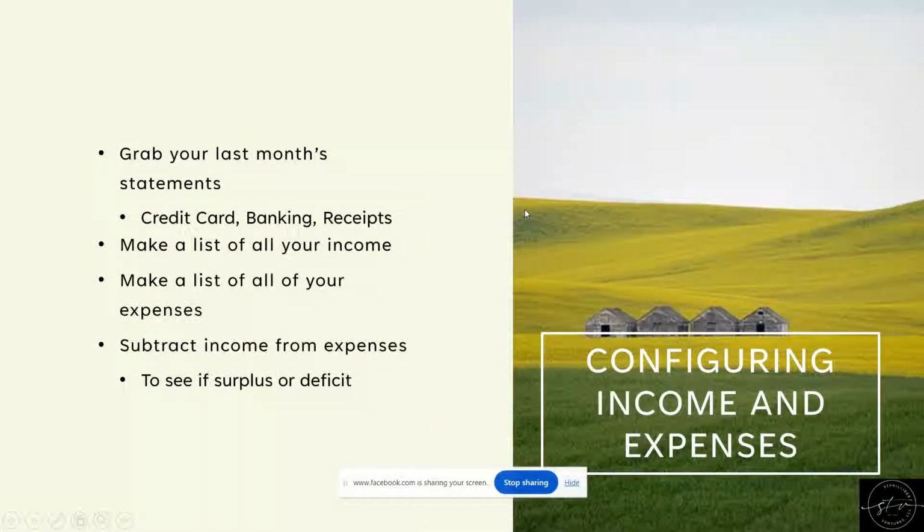So when you start to configure income versus expenses, go and grab your last month's statements, credit card, banking, receipts. Make a list on one sheet of paper of all your income, and then make another sheet of all your expenses. Subtract out the two, see where you're at overall, whether you're having extra at the end of the month or you're having not enough at the end of the month, or a deficit.